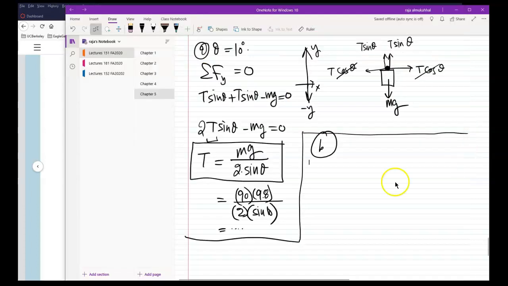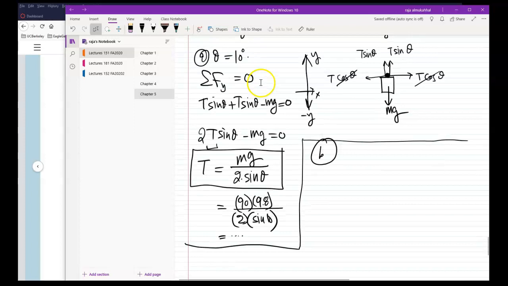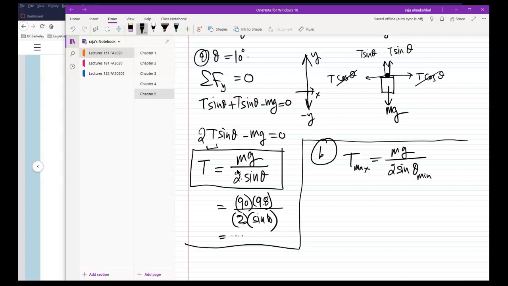In other words, I am going to use the same formula, except that I'm going to put the tension to be the Tmax, this one right there, and then I'm going to find out what the corresponding theta is. Simple. So I'm going to go back to the same equation right here. Here it is. But now it's tailored to this solution. So that's going to be Tmax is equal to mg over 2 sine theta min, if you will, minimum theta. You see what I'm saying?